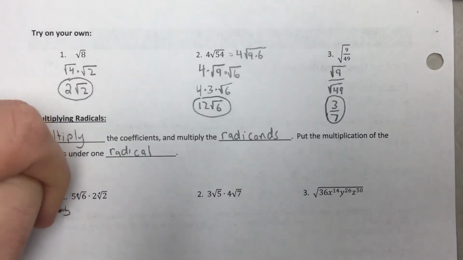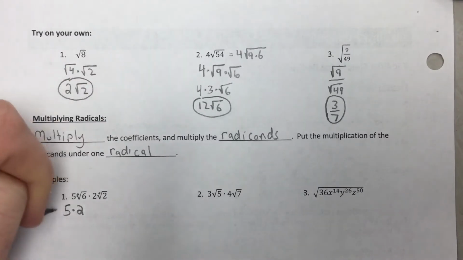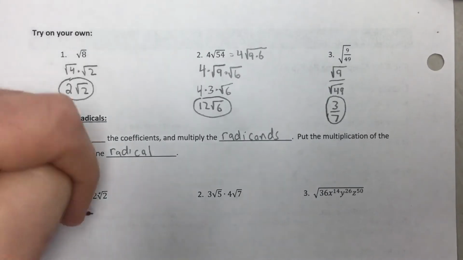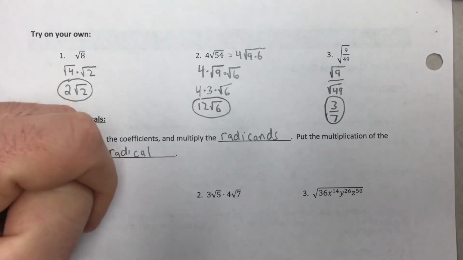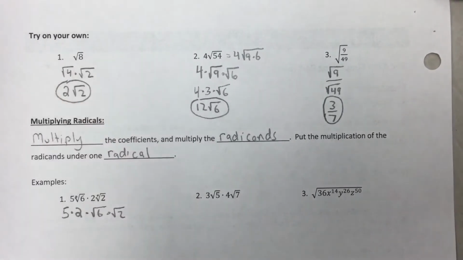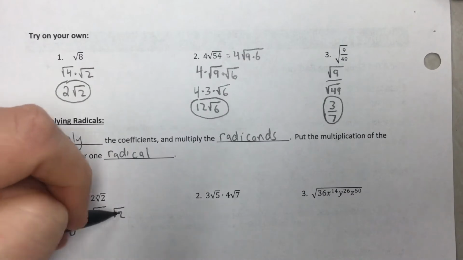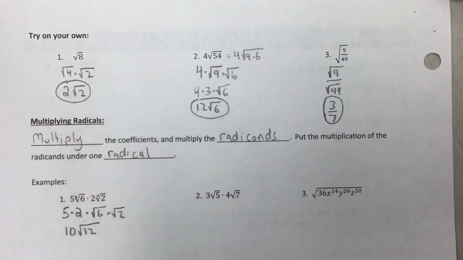So in your head, if you don't want to rewrite it, you should at least be thinking of this. I can rearrange multiplication in any order, so I'd rearrange so the 5 and the 2 are together, and then times root 6 times root 2. And then again, you multiply those coefficients. 5 times 2 is 10. You multiply those numbers underneath the radical and put them underneath one radical. So I end up with 10 times the square root of 12.